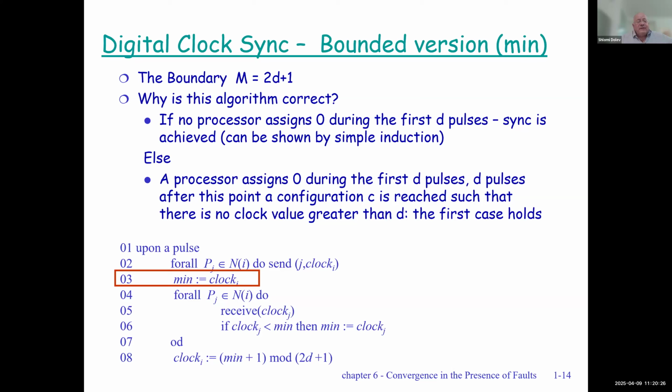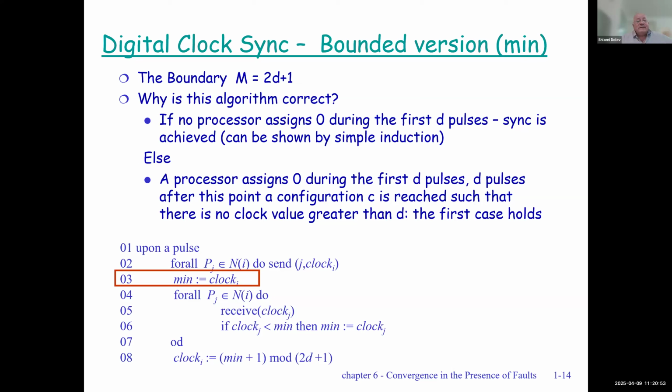But in the bounded case, again, somebody can put 0 because of the modulo. Here the modulo is 2D plus 1, and there is a reason for that. If, of course, we have D pulses where the modulo is not applied, then we are synchronized. All of them get to 0 together, no problem.